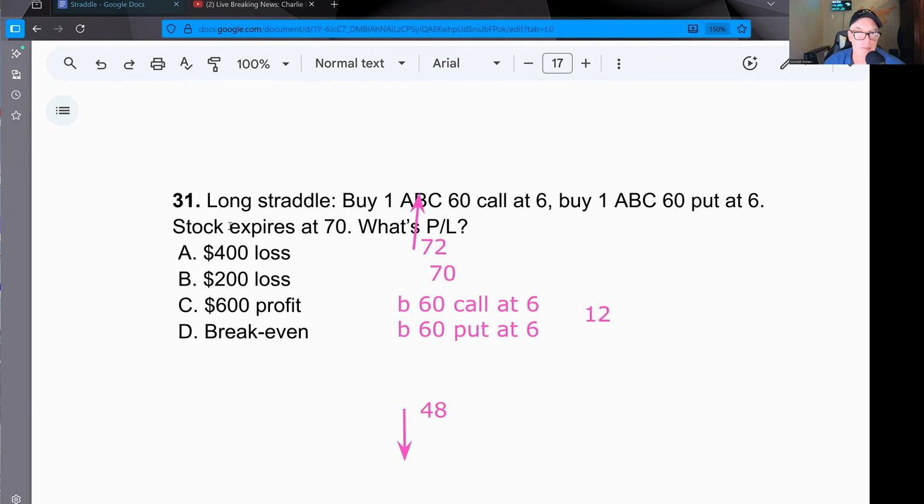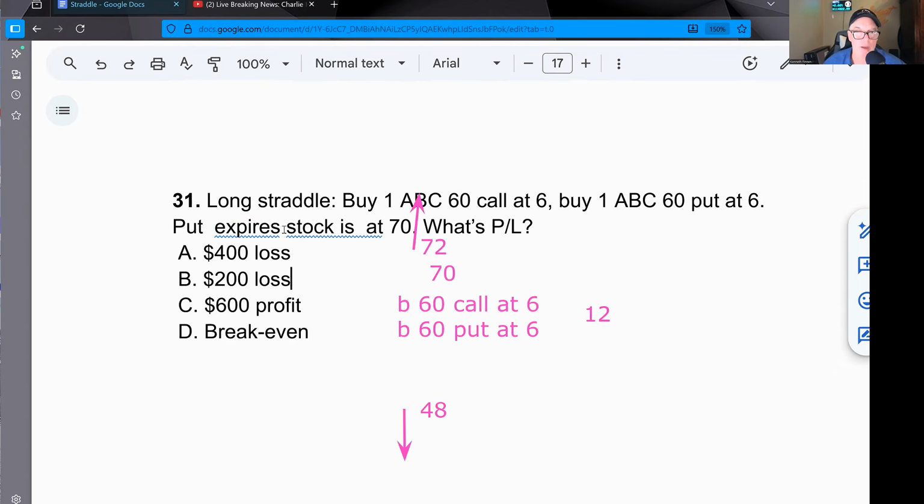Because I shouldn't have written it that way. I'll write it this way. The stock doesn't expire. Put expires when stock is at 70, right? Right, in stock. I'm not going to do another one. Stock is at 70. Okay. There we go. That's much better.